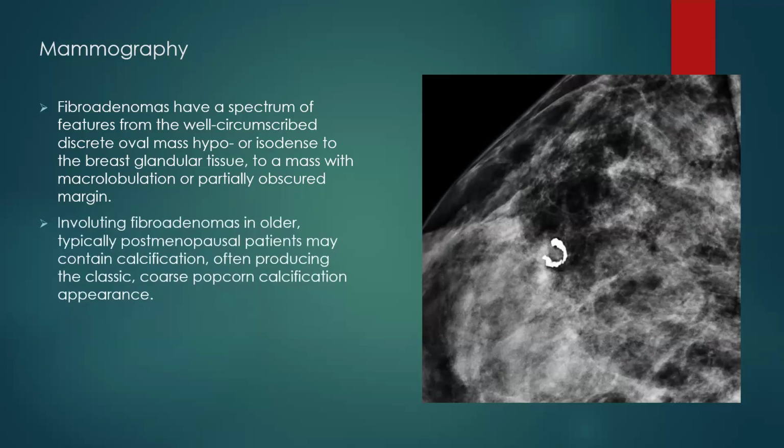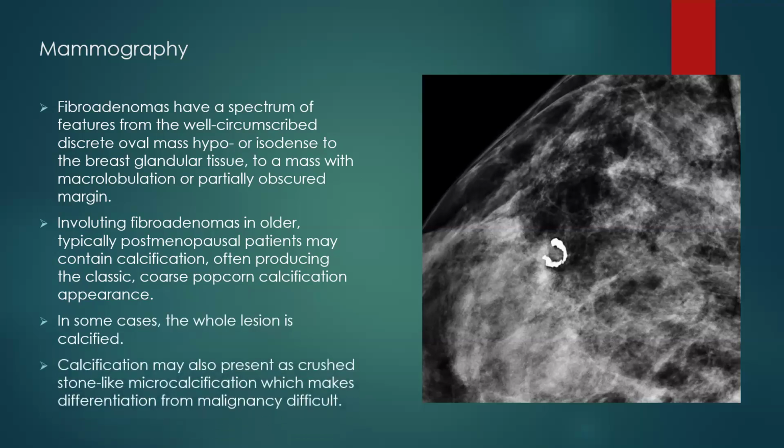Involuting fibroadenomas on mammography in older patients, typically in the postmenopausal period, may contain calcifications, often producing the classic coarse popcorn calcification of fibroadenoma. In some cases, the whole lesion could be calcified. Calcification may also present as crushed stone-like microcalcification, which makes differentiation from malignancy difficult in this case.